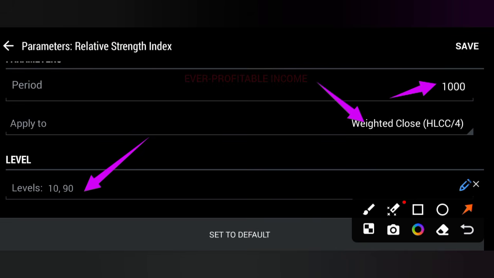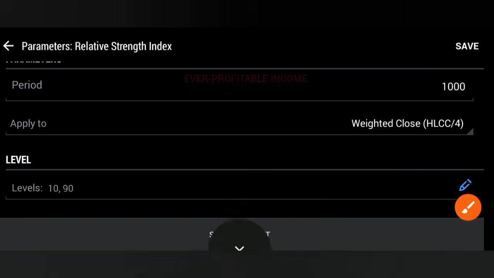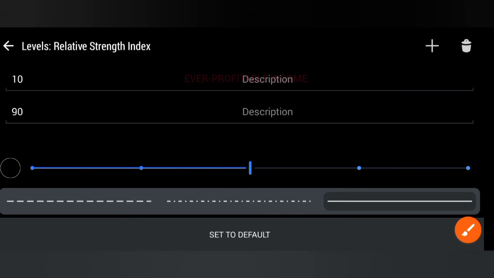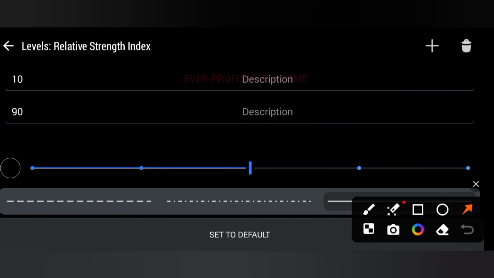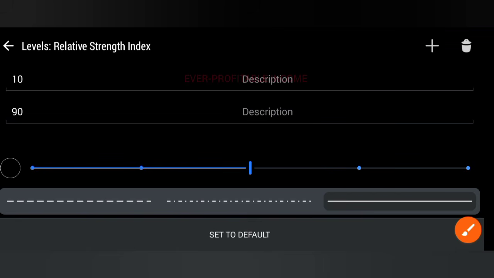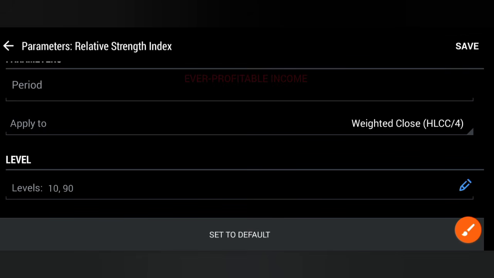Click on this pen icon right here to open up this interface, then you can click on this plus sign to add your levels. After that you click on save.